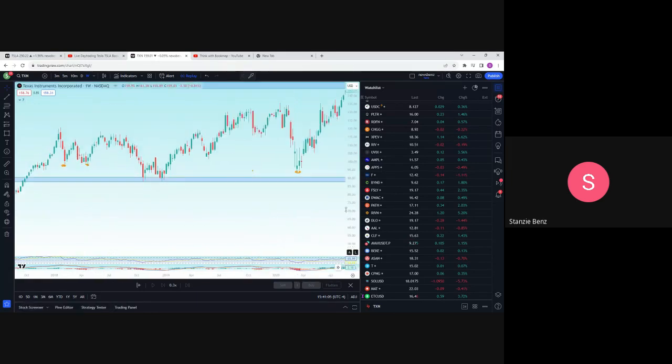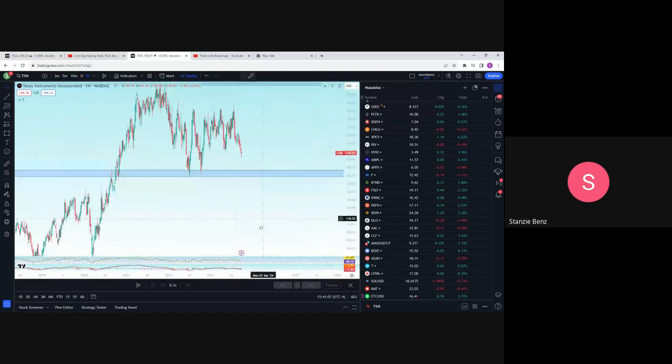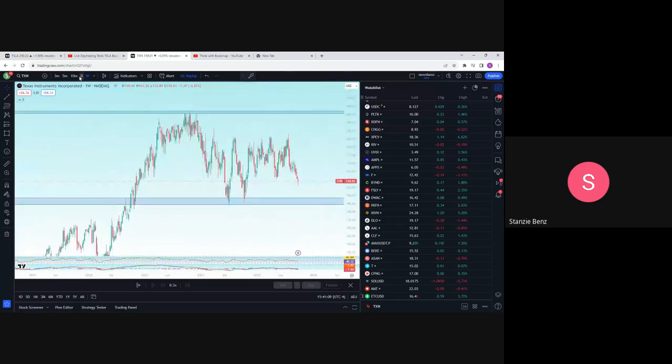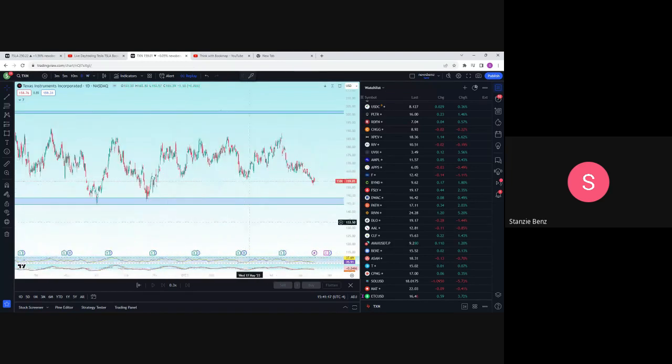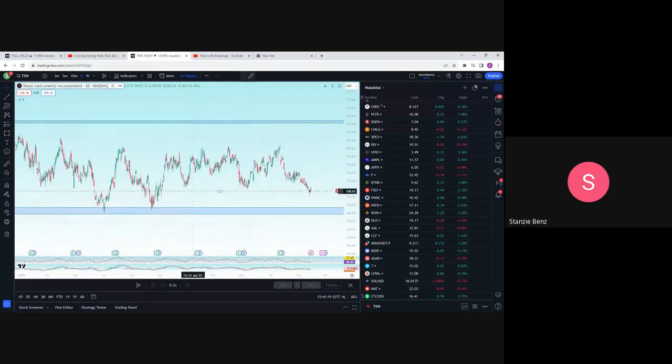Okay, so those are all the zones I want on the weekly. I'm going to go down to the daily now. I got these 2 major bounce points. Let's go down to the daily. I'm still on the blue. These are still strong zones. I'm on the daily. Now, let's see what's left.